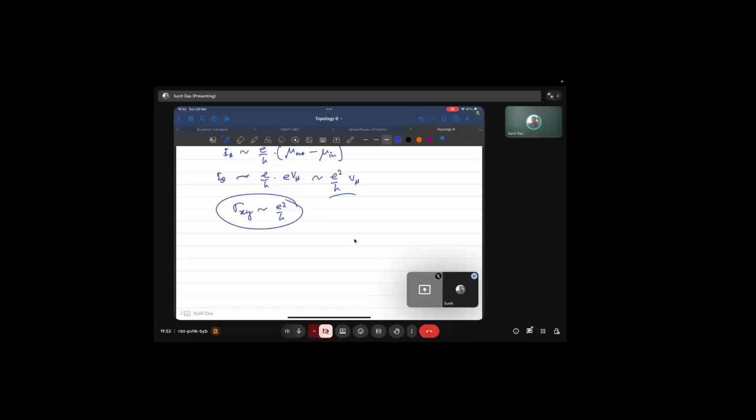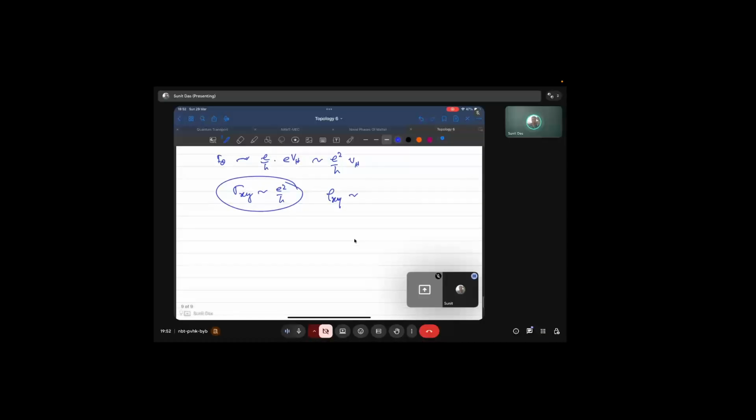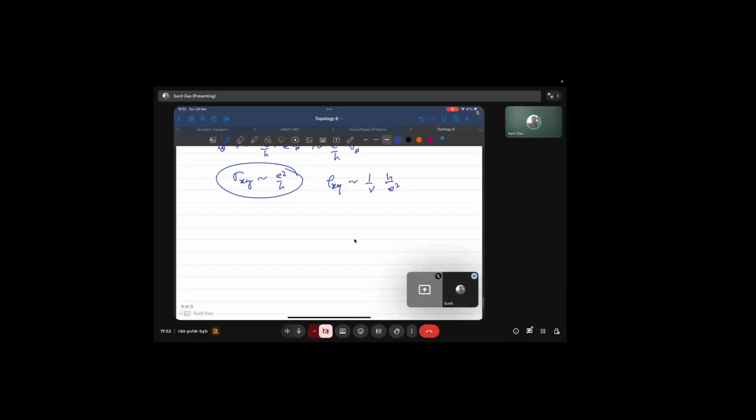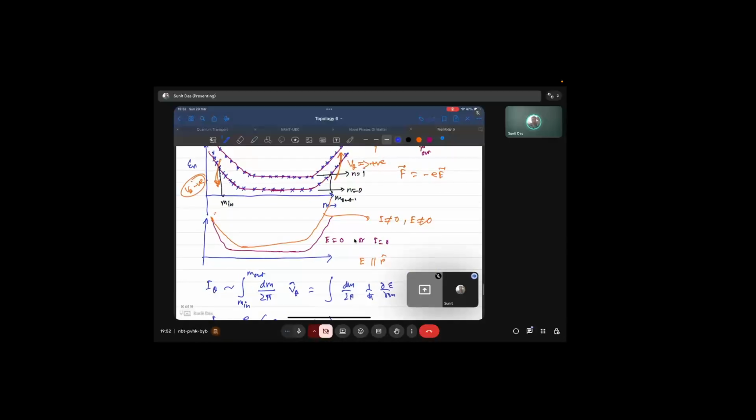Okay. And remember that we had a rho xy, where the plateaus were 1 by nu, sorry, H by E square, right? So this sort of gives you an estimate of rho xy when the Fermi energy is within the bulk band gap. So Fermi energy is somewhere here.